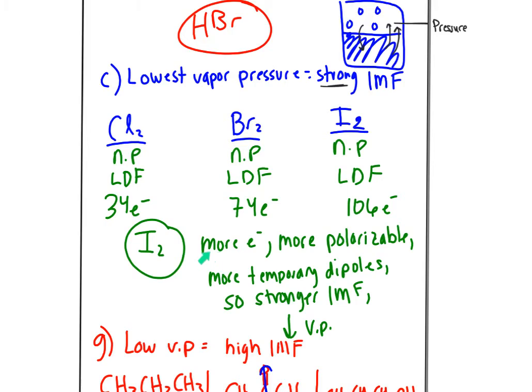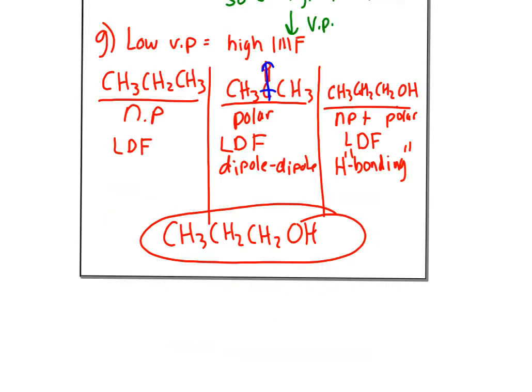And so I2 has more electrons, meaning it's more polarizable, more temporary dipoles, which means stronger London dispersion, which will result in a lower vapor pressure. Notice I remembered to answer the question about vapor pressure. All right, same thing here, low vapor pressure. So we're looking for the one with the strongest intermolecular force.